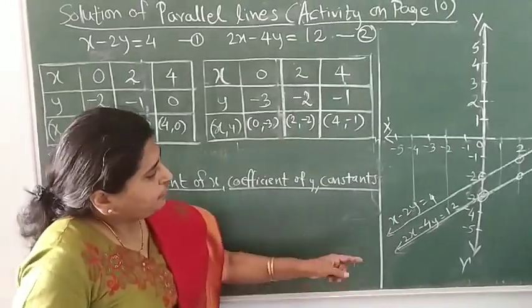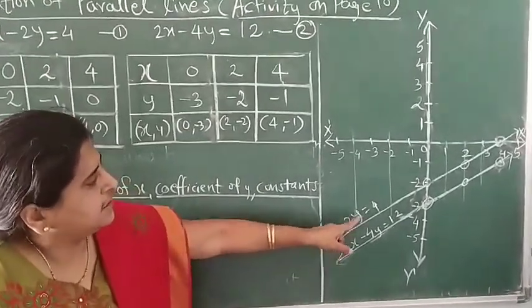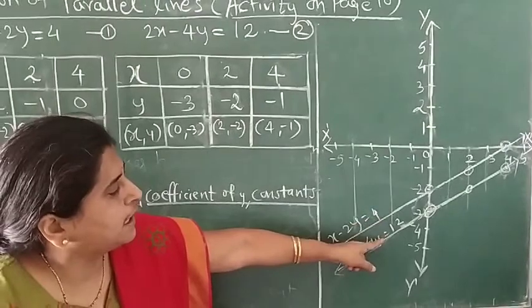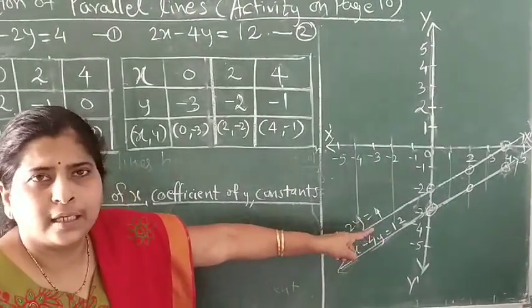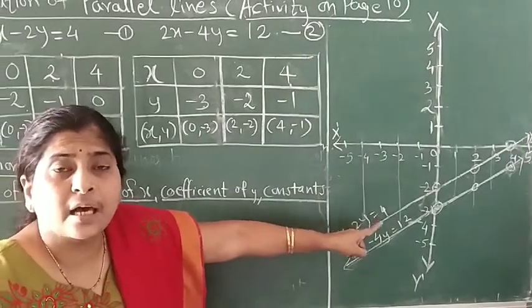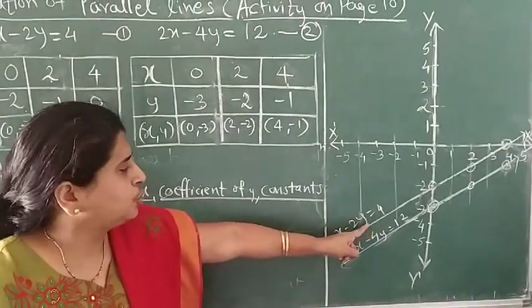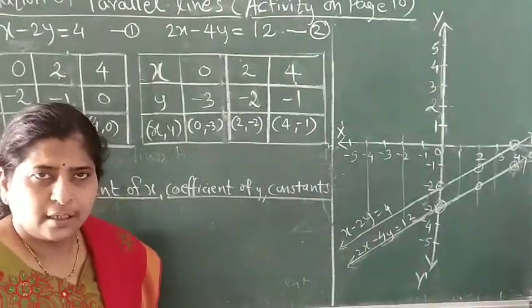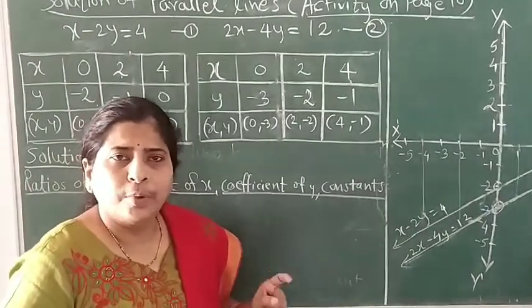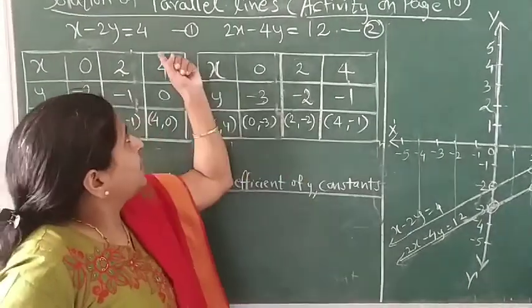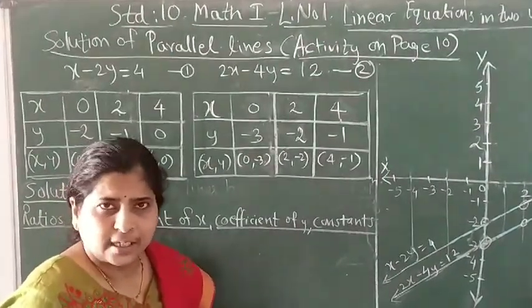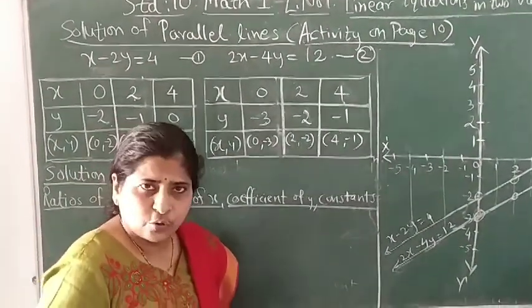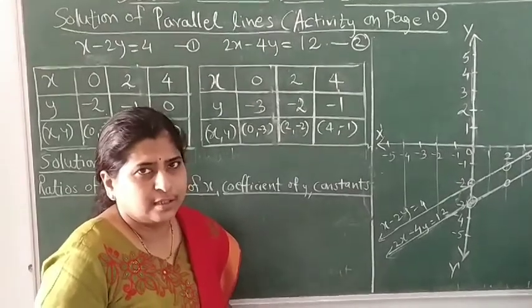When we join these 3 points, we get the graph of the second equation 2x minus 4y is equal to 12. Now if you observe these two lines, we can see that they are not intersecting and we can also tell that they will not intersect each other. Hence they are parallel lines. When the two lines are not going to intersect, we cannot get a common point which will satisfy both conditions. In such a case, as there is no intersecting point, we do not have a solution of parallel lines.